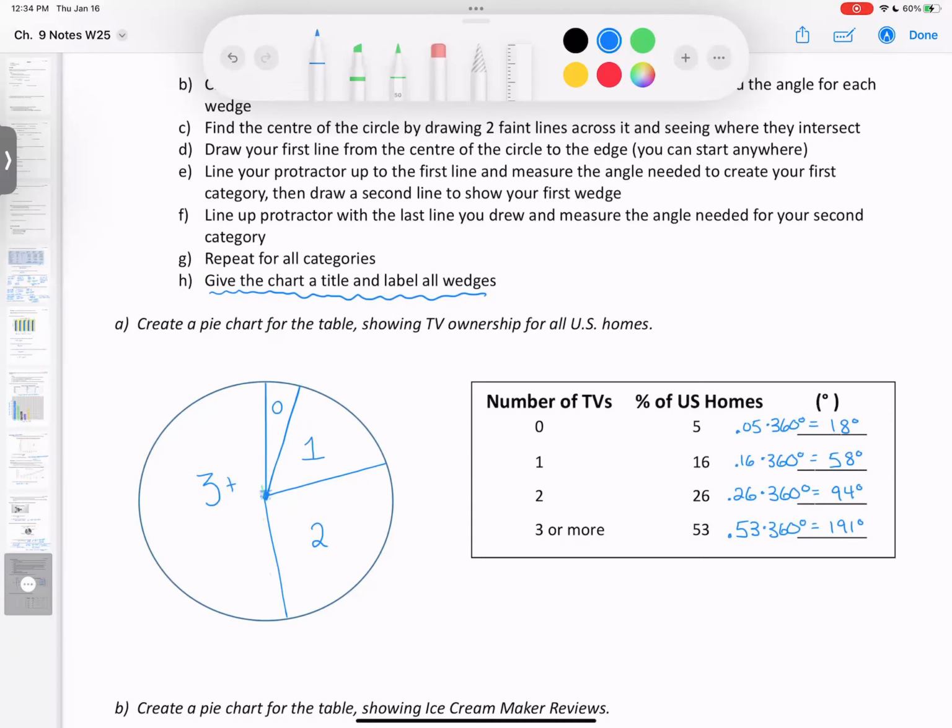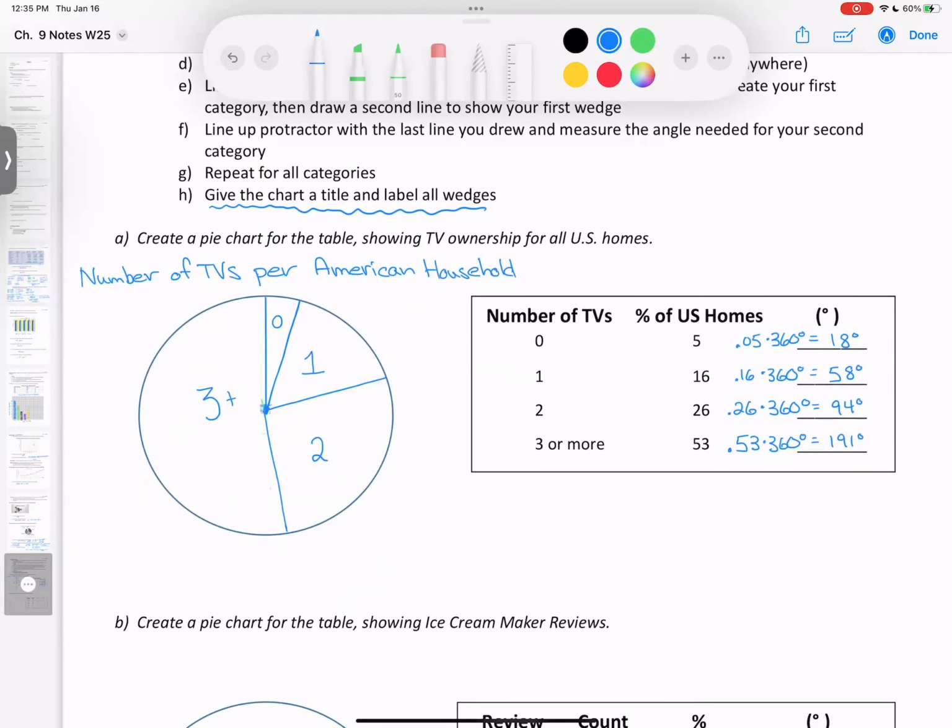And then I want a title that says what I'm showing, which is number of TVs per household, per American household, I guess. Number of TVs per American household. Okay, and we don't know what year this data was given, so we won't write that in, but that will give us a pretty good title.